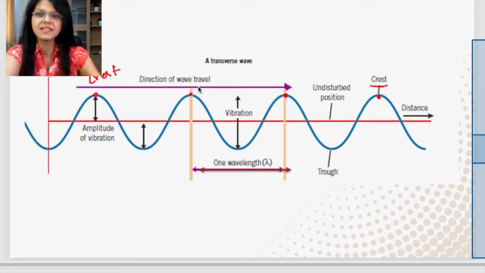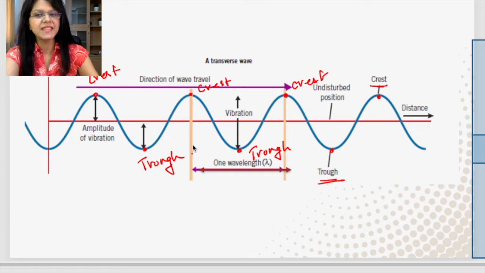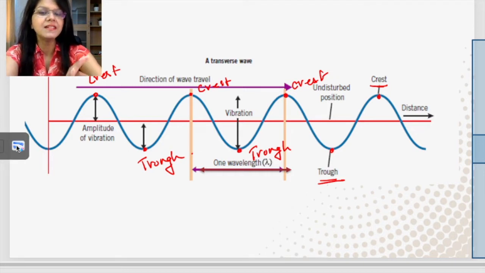This is your crest. Here this red point is also your crest. This is also your crest. So the tips of the waves are called the crest. Please do remember. Similarly, the depressions or the bottommost points are called your troughs. So if you see, one of the troughs is marked here clearly. Similarly, this is your trough. So crest and trough, you should be very clear on understanding what is a crest and what is a trough.